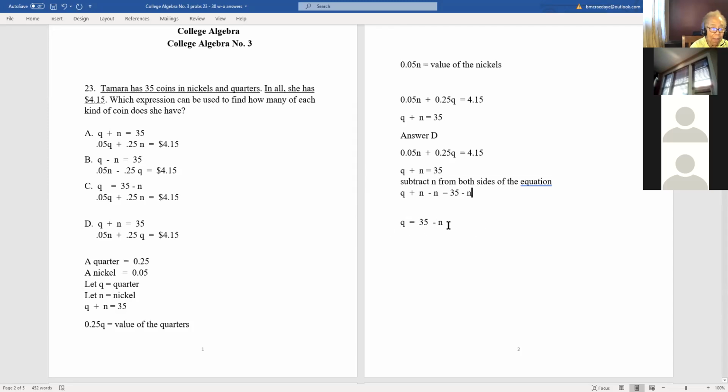Now, if q is 35 minus n, that means you can take this equation and put the value of q in there, right? Okay, so do that, Latoya. Substitute q equal 35 minus n. Okay, now do that. Where you see q, put 35 minus n. So you're putting it in, Latoya? So what would that look like? Tell me what to write.